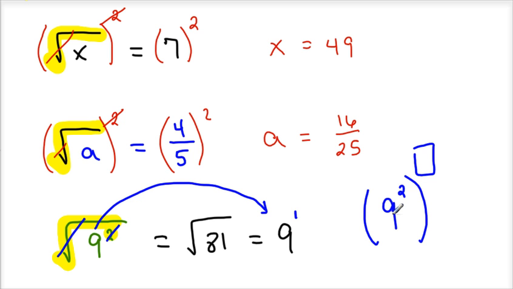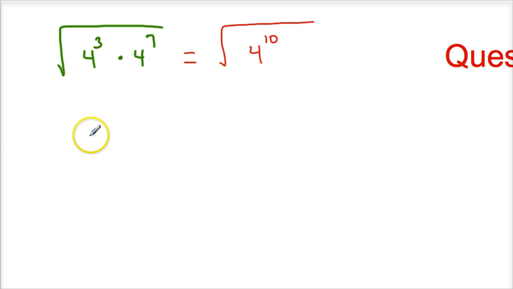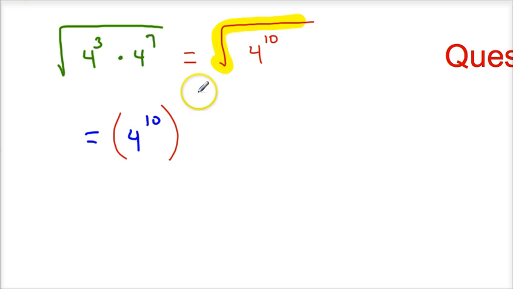0.5, or 1/2. So the square root can also be written as a half power. So I could also rewrite this as 4 to the 10th, but rather than writing the square root sign, I'm going to substitute it with an exponent of 1/2. Now what is 4 to the 10th raised to the 1/2 power?